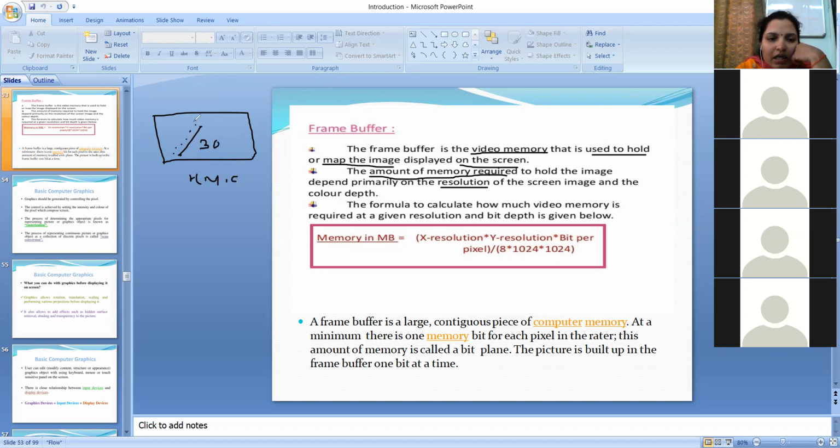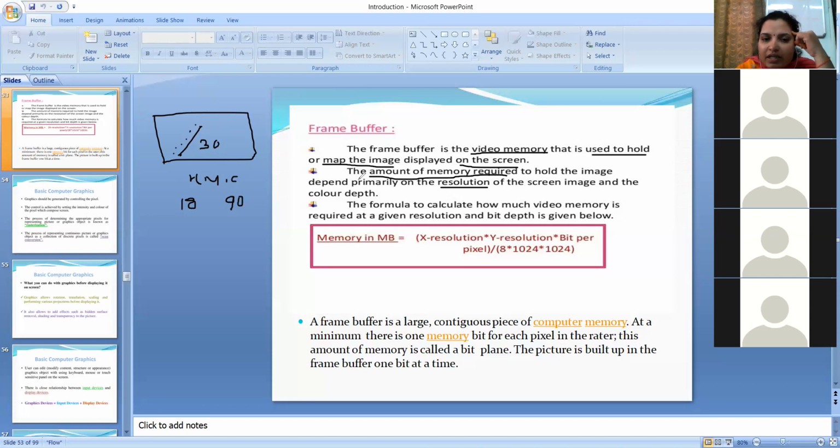Consider in the earlier example, the resolution was less, only 6 pixels were there, and 6 into 3 values: X coordinate, Y coordinate, and the color of that particular pixel. So total 18 bits of memory I used to store the earlier line with less resolution. And now the resolution is more, 30 pixels are there, and each pixel has its X coordinate, Y coordinate, and the color. That's why 30 into 3, total 90 bits of data will be required as memory to store this line.